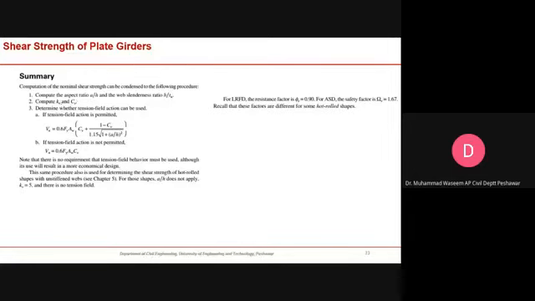Now, how to carry out the shear design? These are the steps. The first step is to compute the aspect ratio. What is A? A is the spacing of the stiffeners. What is H? H is the depth of the web. First, you have to calculate this ratio. Then you have to check the slenderness of the web. Then you have to calculate the plate buckling coefficient. What are the KV and CV values?